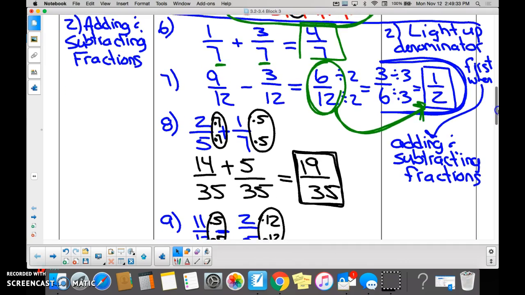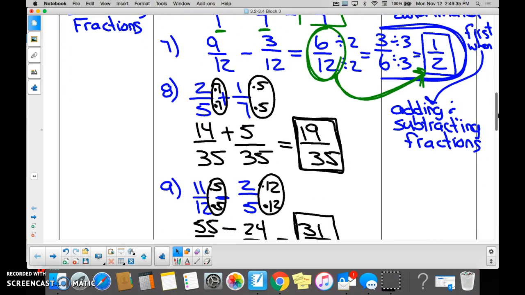Number 8, 2/5 and 1/7. When you light up the denominators, the 5 and the 7, you notice that they are different. So if they're different, we must find a common denominator. So you guys found 35. Is it necessary to make your bubbles? Yes. I will always require your bubbles. Once you make your bubbles, you fill in your numbers inside the bubbles. You establish your numerators of 14 and 5. Add them together. We got 19/35. It's not reducible. Good to go.